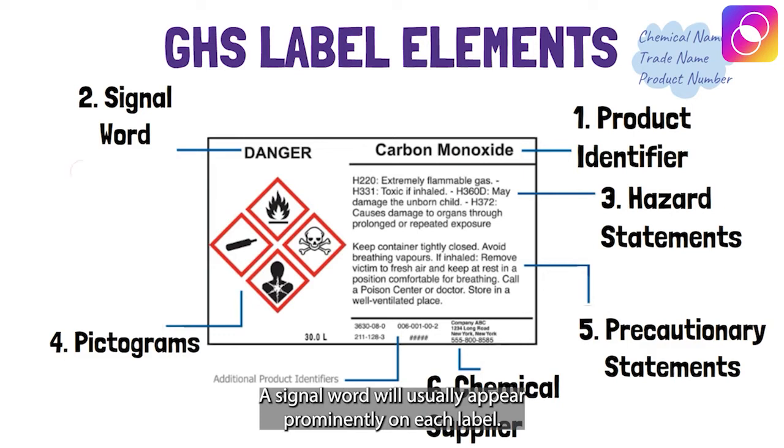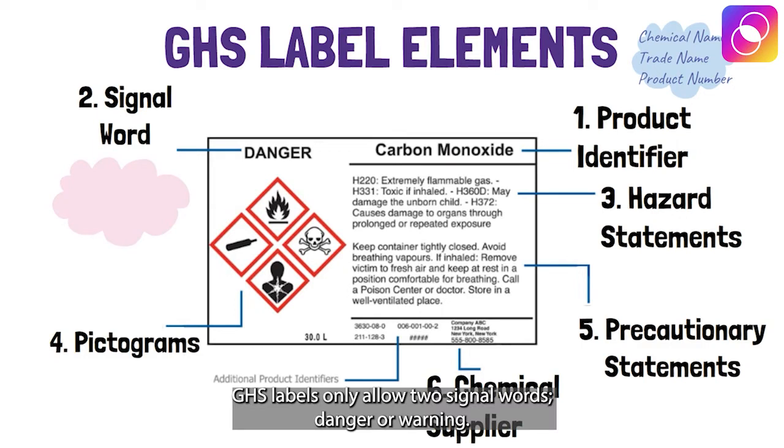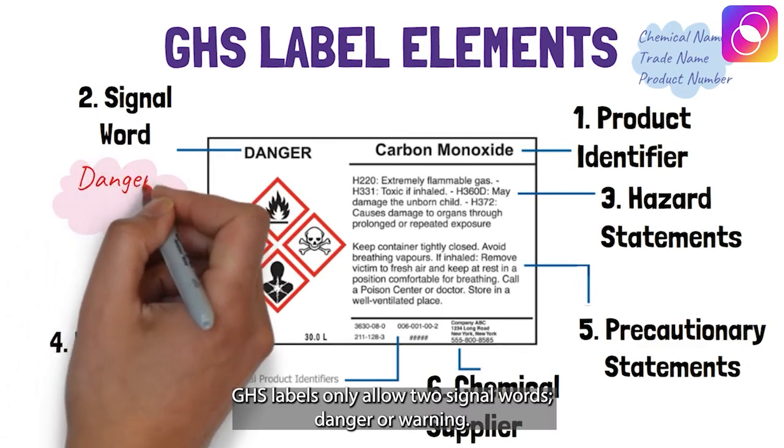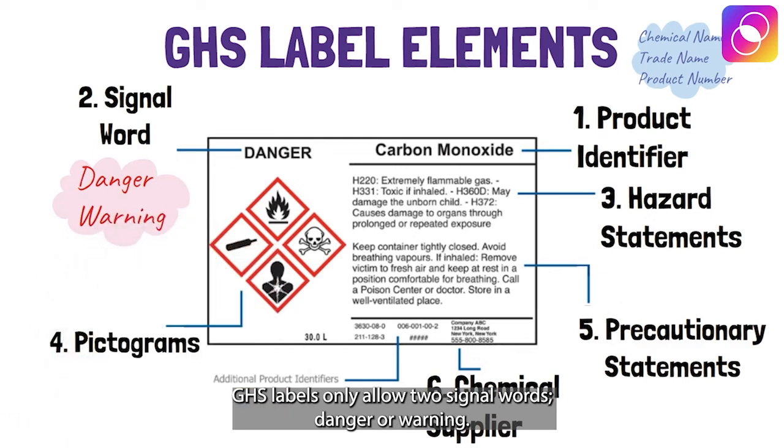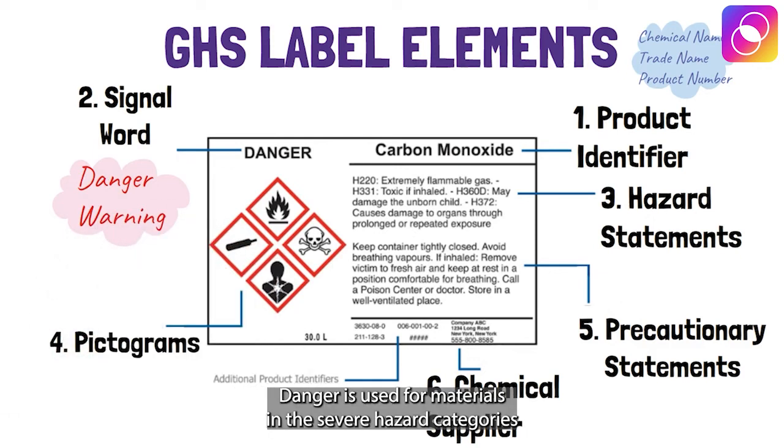A signal word will usually appear prominently on each label. GHS labels only allow 2 signal words: danger or warning. Danger is used for materials in the severe hazard categories and warning for the less severe categories.